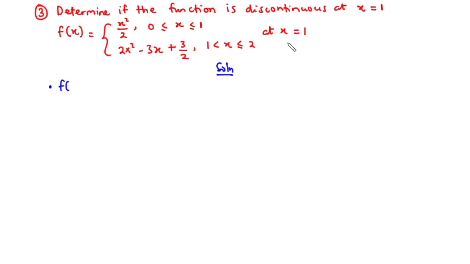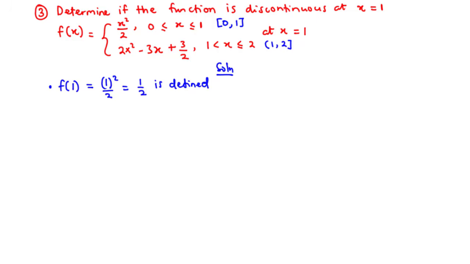So here we have at x equals 1, so f of 1, and that is equal to, now we have this domain to be closed bracket 0, closed bracket 1, and then this to be open bracket 1, closed bracket 2. So f of 1 is found in this domain, so we are going to use this function. So that's going to be 1 squared over 2. 1 squared is 1 divided by 2. We have 1 over 2. And we know that this is defined.